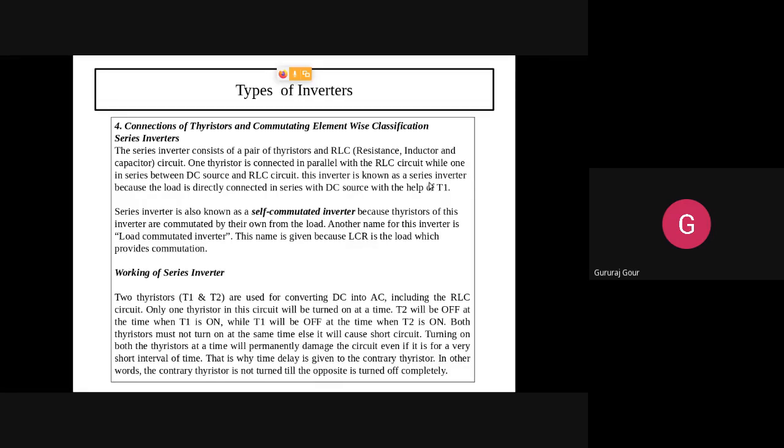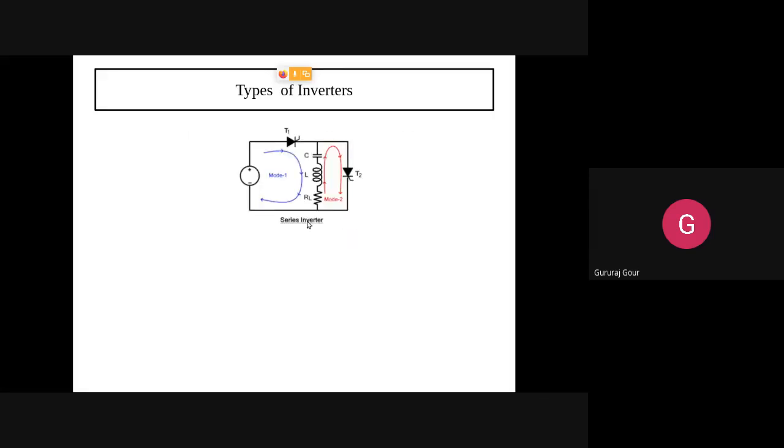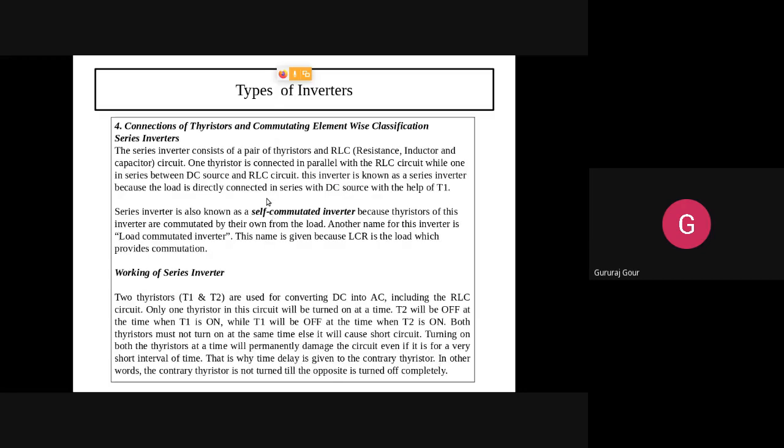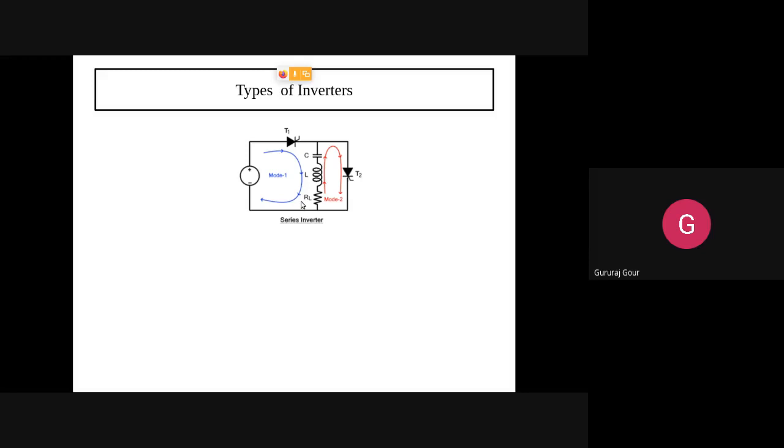This inverter is known as a series inverter because the load is directly connected in series with the source with the help of T1. You can see here the load RLC is connected directly in series with the DC source.